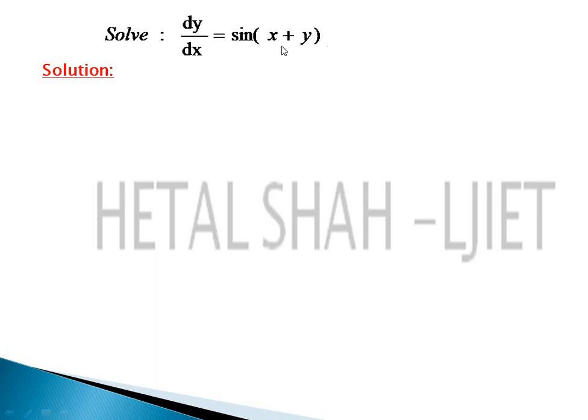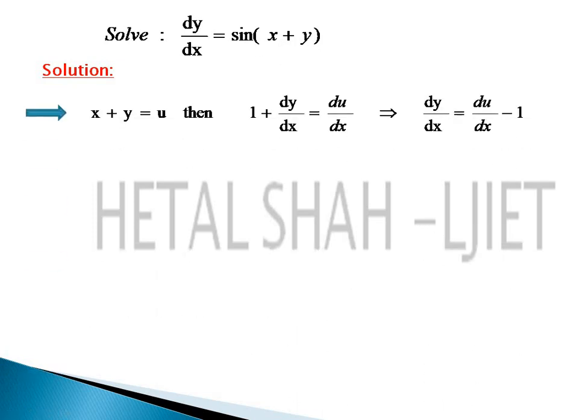If we apply the sin(a+b) rule, that is sin a cos b minus cos a sin b, it is much more difficult, or we can say it is not possible, to separate both the variables. So let's assume x plus y is equal to u. Now the derivative of x with respect to x is 1, and the derivative of y with respect to x is dy by dx, which is equal to du by dx. So dy by dx is equal to du by dx minus 1.